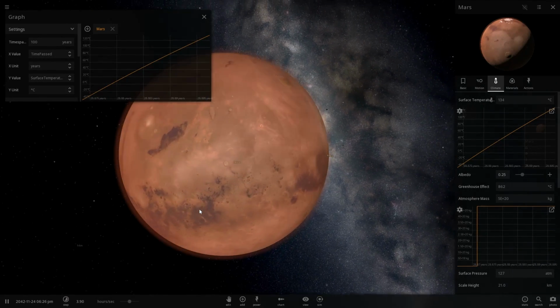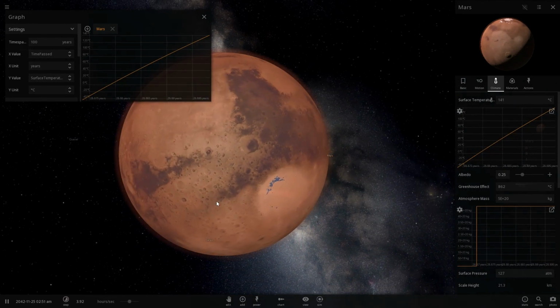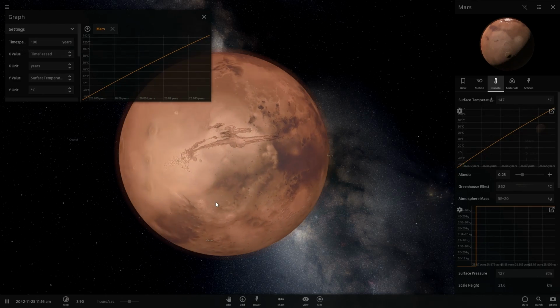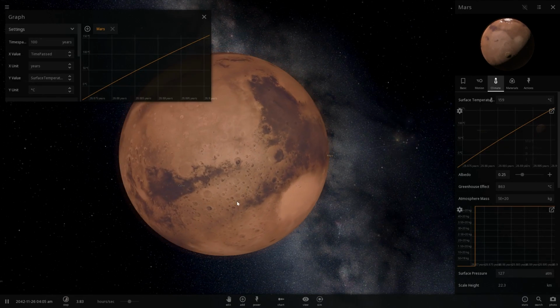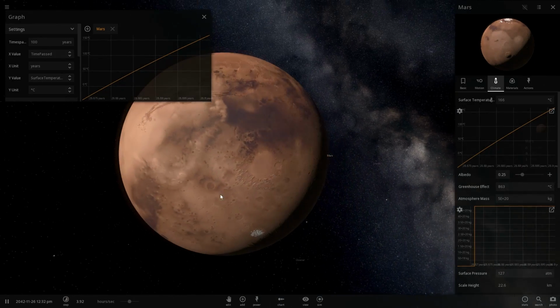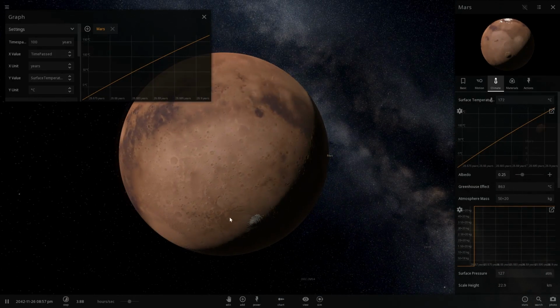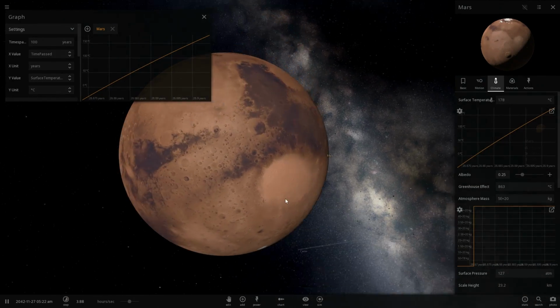If it had a little bit more mass, if it was a little bit bigger, it would definitely turn into a kind of a Venus as well. It would be a very hot world. And so the water I just inserted is already gone, but for some reason we still have the ice caps. I think this is probably just a little bug in the game.